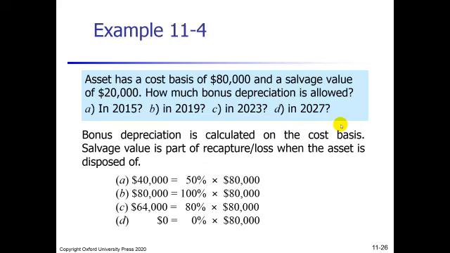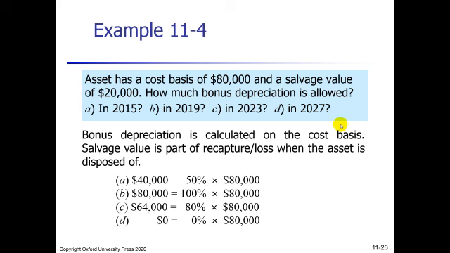So, getting right into that, the first example here is example 11-4 from your textbook. This says you have an asset that had a cost basis of $80,000 and a salvage value of $20,000. How much bonus depreciation is going to be allowed in each of the following years? A was 2015, B 2019, C 2023, and D 2027.